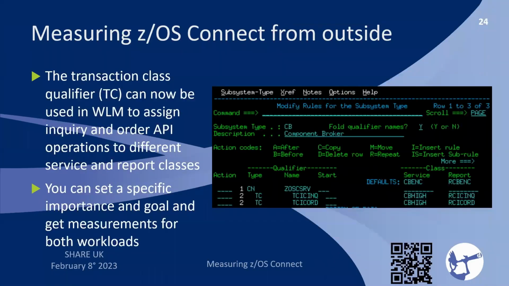At this point, when you have defined them, you can assign those transaction classes in your workload manager definition. And at this point, you can specify specific importance and goal to get measurements for the workloads, and to tell them, or better, to tell workload manager how critical this kind of service is in your eyes.